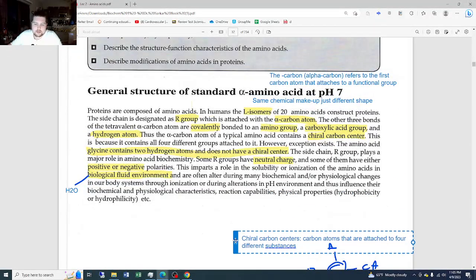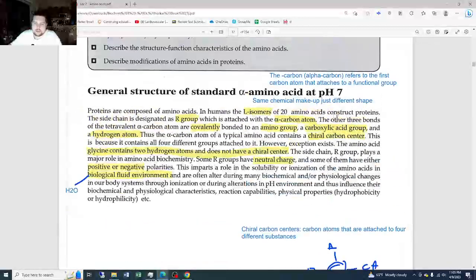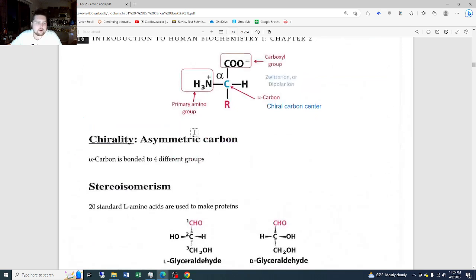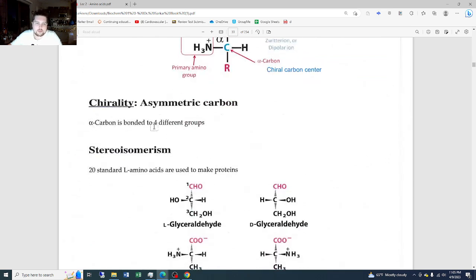Okay. So chirality, asymmetric carbon, and this is what's really nice about making sure that you go and find those definitions. It might be a little tedious, and you're like, oh, it might be listed later on. Now that we've already listed it here, we're going to get this beautiful repetition where an alpha carbon is bonded to 4 different groups.